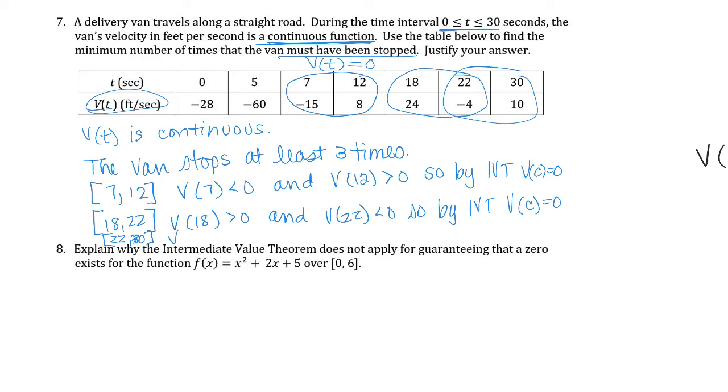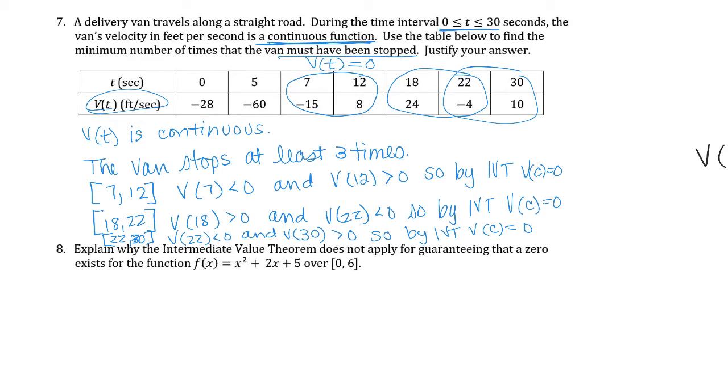And again, I would note those signs. V at 22 is less than 0, and v at 30 is greater than 0. So by the intermediate value theorem, there has to be a v at c equal to 0.